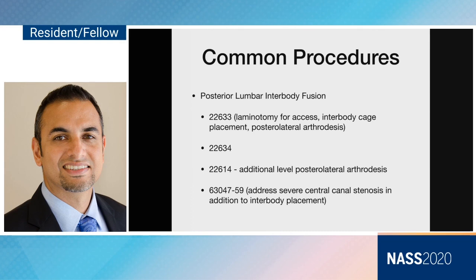What about the setting where a patient had instability at 4-5 with severe canal stenosis, and so you had to decompress the central canal, but also put in an interbody via a TLIF approach. Then you can also add in, where you feel it's appropriate, a 63047, that's the laminectomy code, but add on the 59 modifier. And that basically indicates you had to do a separate procedure to address the severe canal stenosis. And then it was separate work, once you'd done that, to be able to access the disc space, do the discectomy, and place the cage as well as the graft in the posterolateral fusion bed.